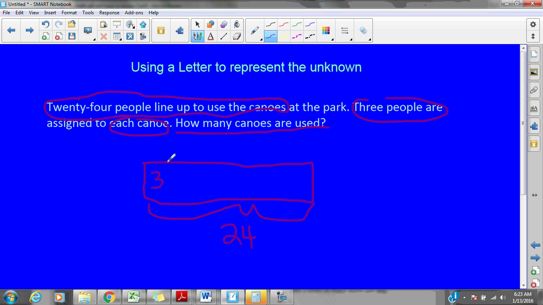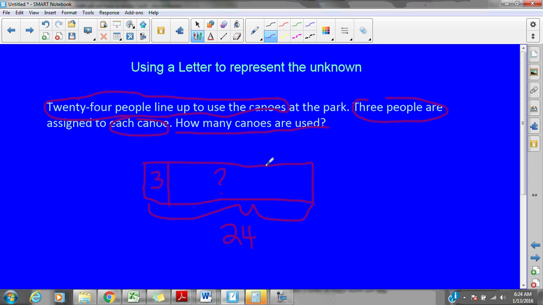So I know that here's one part and it has 3. And I know that I need to keep putting 3s until I get to 24. But right now I don't know that amount. So that amount is sort of a question mark to me. Now I could keep breaking my tape diagram up into parts until I get to 24, which would give me my answer. Or if I know that the same amount of people are going to be in each canoe, I know that multiplication is adding the same thing over again and again. So I can use multiplication.